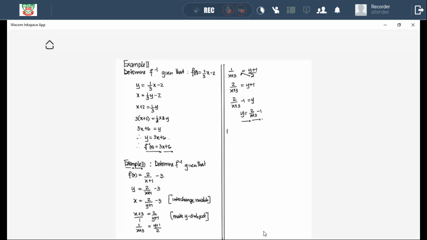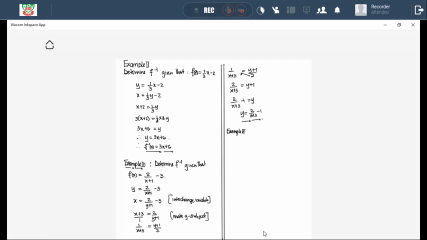Now let's look at the second example there, which is example number 4, just determining the inverse of a function. If you look at this section, it's a very, very important section in the sense that in any grade 12 paper, they will definitely test you on the inverse of functions. So it's a must know, right?